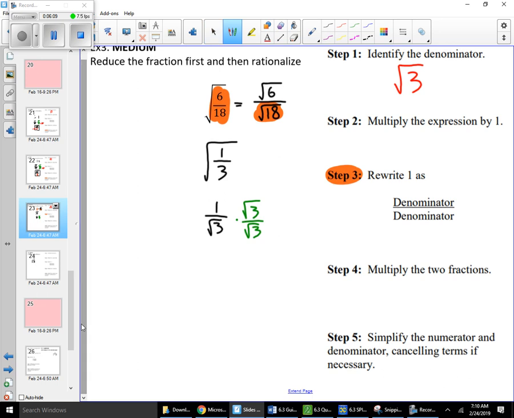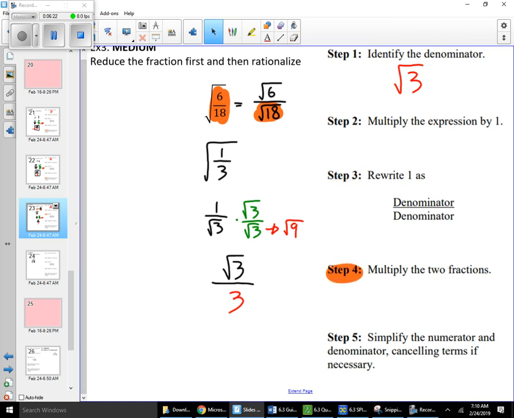1 times root 3 is going to give us a root 3. Root 3 times root 3, well, that's just a root 9, but the square root of 9 is 3. So that was our step 4, the multiplication. Note that once again, we don't have anything that cancels here, so that is a final answer.